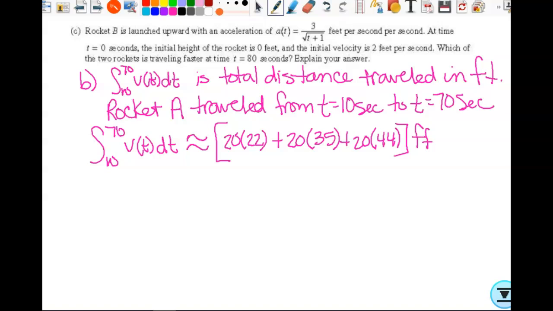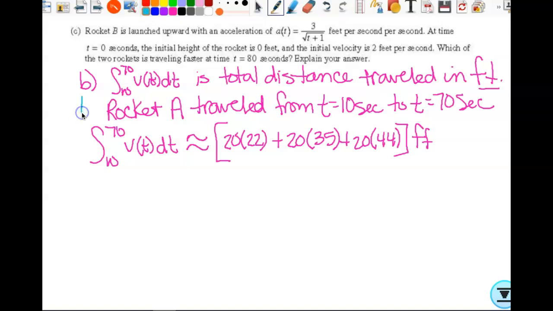It is velocity, but I integrated it. When I integrate velocity, I get distance or position. It's the total distance. Because look, we just said that when we integrated that, it's the total distance traveled in feet. Okay. Good? All right.